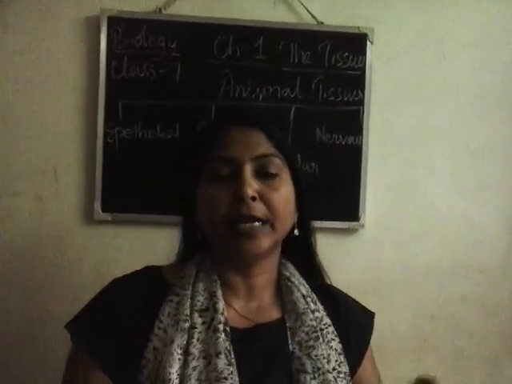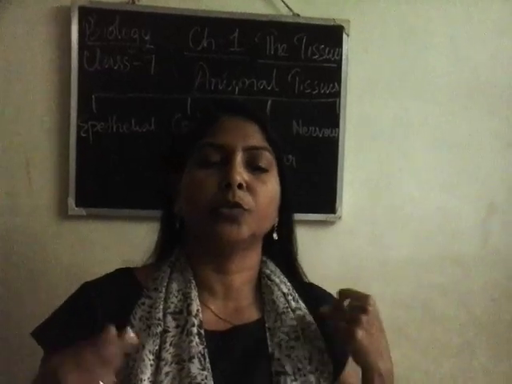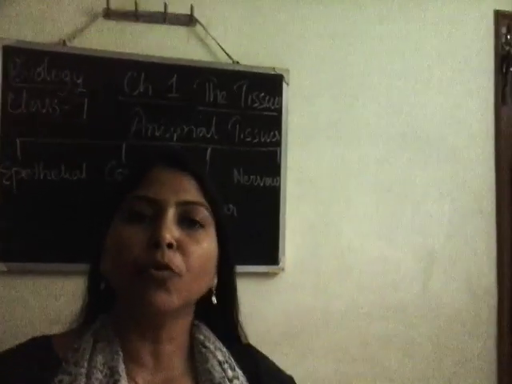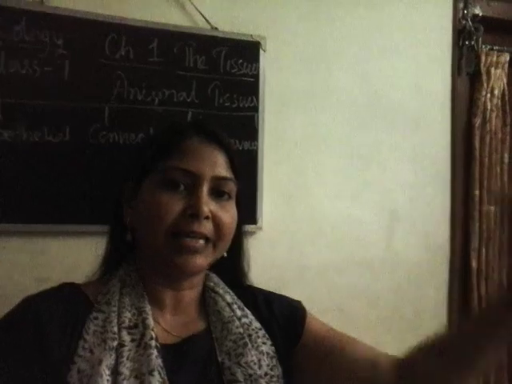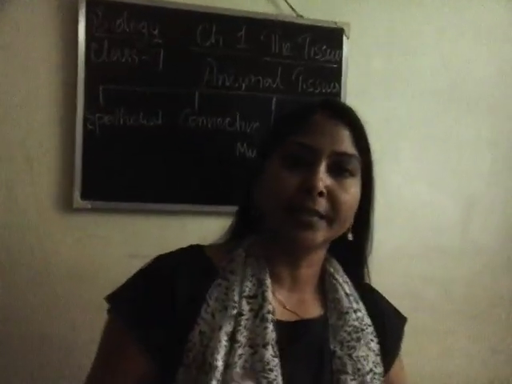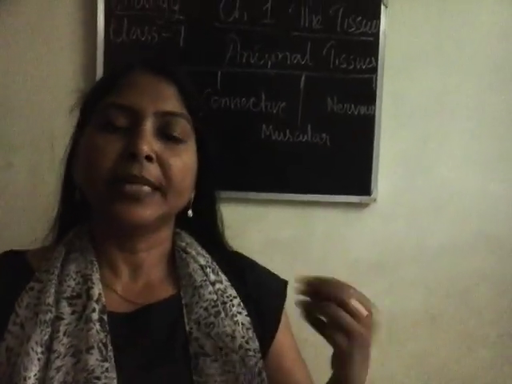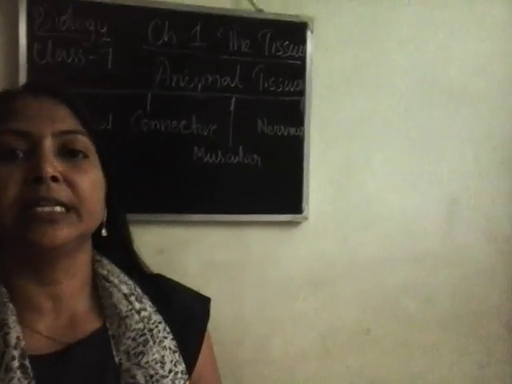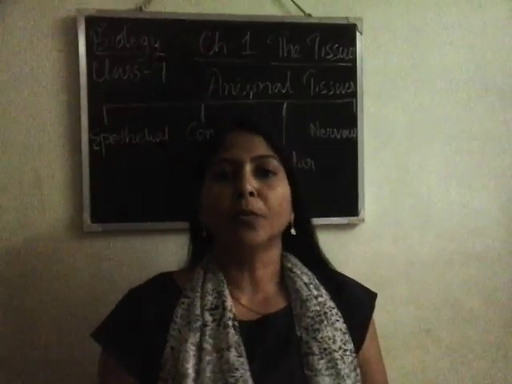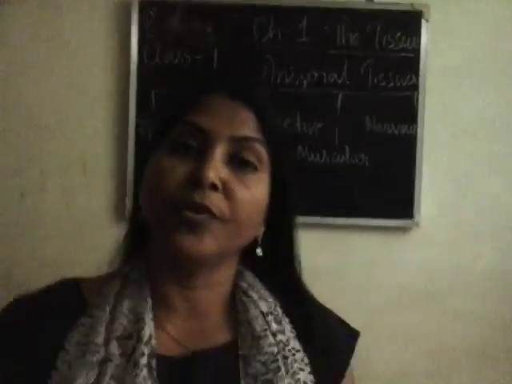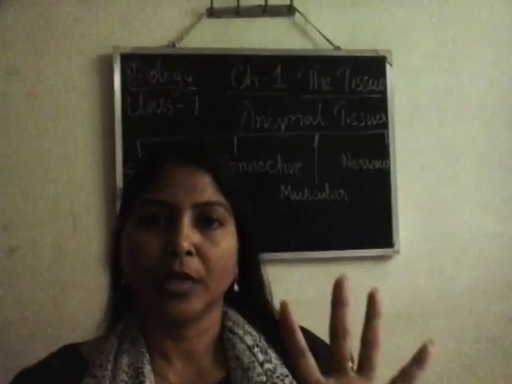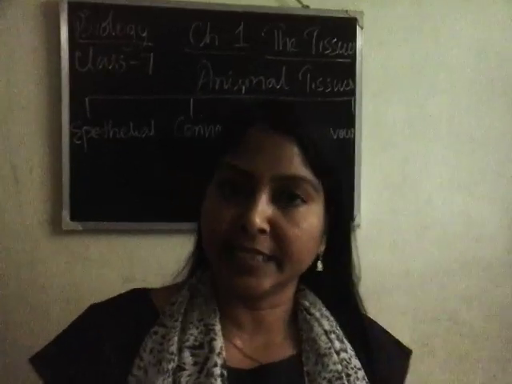As we know, we need muscles in our body in order to move, for movement, for relaxing and contracting tissues. So for that we need muscular tissue. Then we have the fourth type of tissue, that is nervous tissue. Alright, so basically in animal tissue we have four types of tissues. First we are going to learn about epithelial tissue. Second is connective tissue. Third one is muscular tissue. And fourth is nervous tissue.